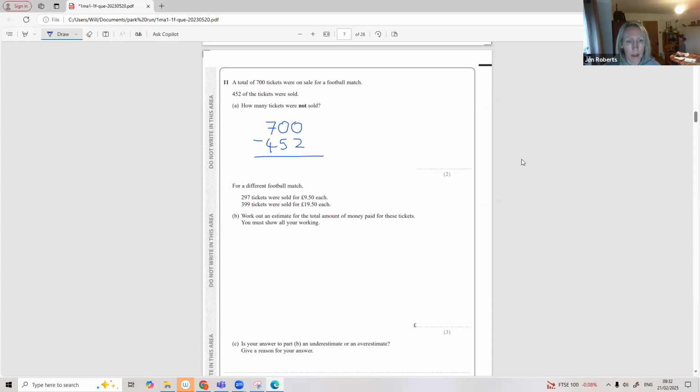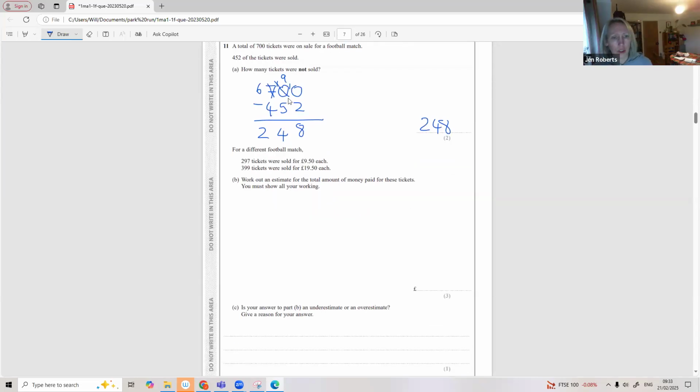0 take away 2, cannot do. But we still need to borrow 1 from next door. We can't borrow 1 from here, so we have to borrow 1 from here. That becomes a 6. That's 10. Cross that out, becomes 9, 10. Right, 10 take away 2 we can do to get 8. 9 take away 5 is 4. 6 take away 4 is 2. 248 tickets were not sold.